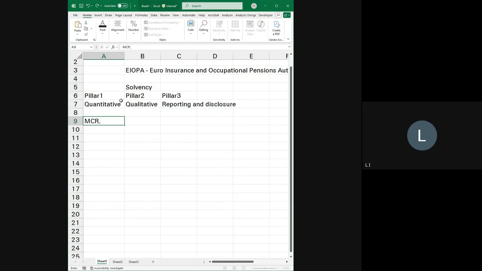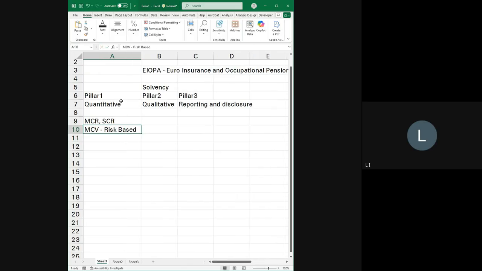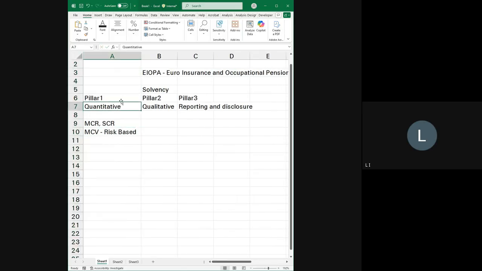The approach used in Solvency 2 is risk based, right? So it's based on MCV, which is market consistent valuation. So we have talked about these terms before, right? So we'll revisit them today. So quantitative pillar 1 is about calculating those things, purely technical, calculating the numbers, right?